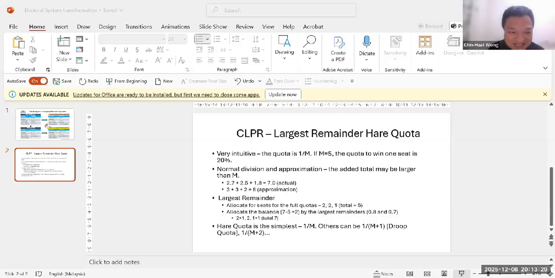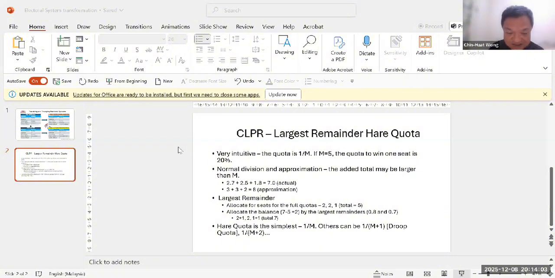Now we are at the second sentence. Can you see normal division and approximation? Yes. Now this is actually something you can use beyond electoral system. It's a very simple way of how we allocate. Because let's say you use normal division and approximation, you may end up finding that you allocated more than what you could give. For example, let's say I have these numbers 2.7, 2.5, 1.8.